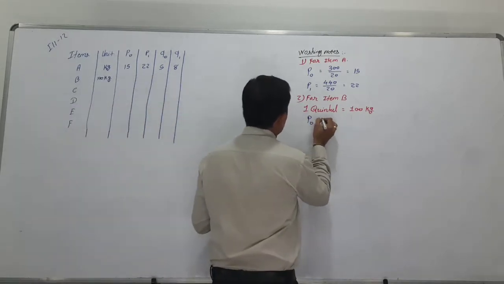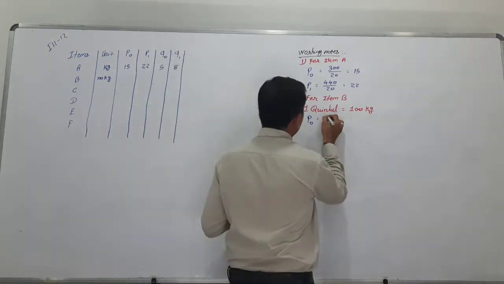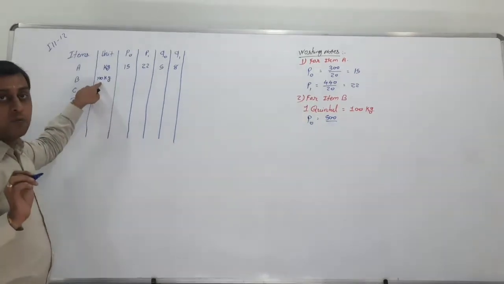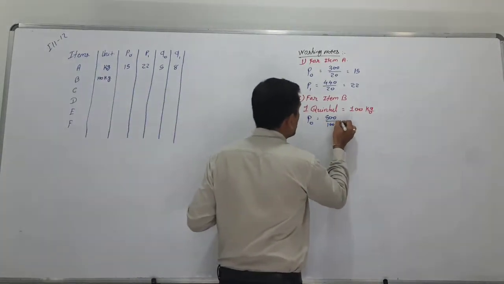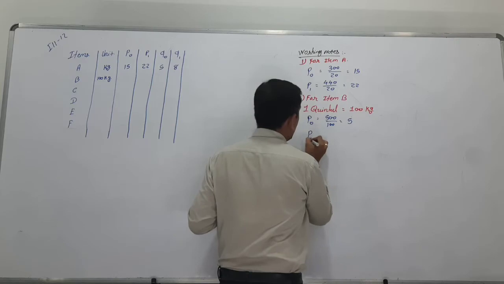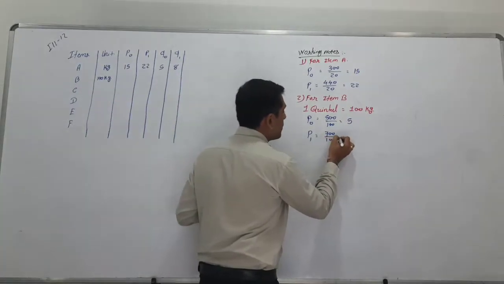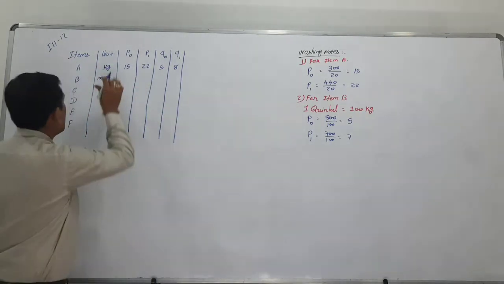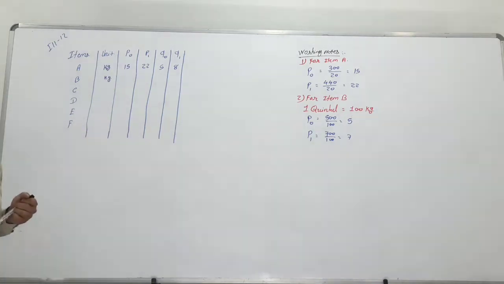So again here P0 is equal to, what is the P0 for item B? That is 500, and we have to divide the amount by 100. We have to remove 100, that's why we divide with 100 here. So the answer is 5. And for P1, what is the answer? 700 divided by 100, that is 7. So again here we are removing this and we have to write only kg, right?